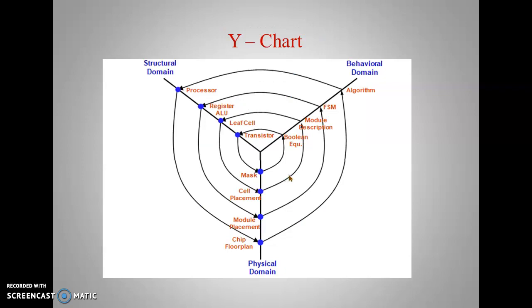And the next one is the Y chart, right? So here we have three domains. One is the behavioral domain, the next one is the structural domain, and another one is the physical domain. The behavioral domain is where we design the behavior of the circuit, and in the structural domain the structure will be designed, and later the physical design of the IC will be done in the domain called the physical domain.